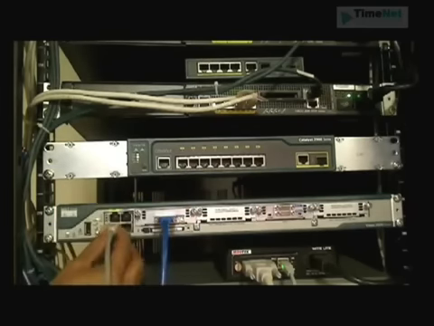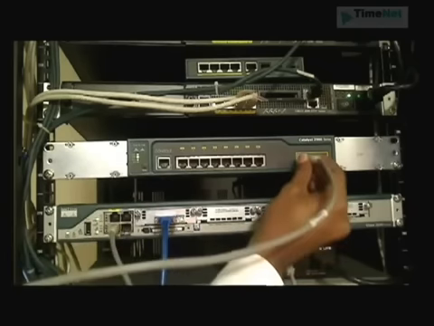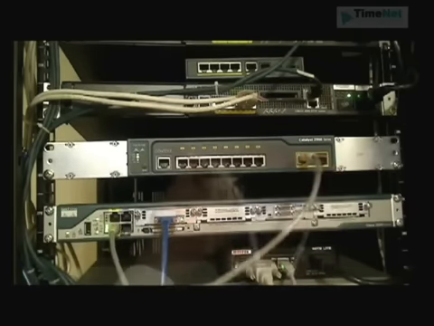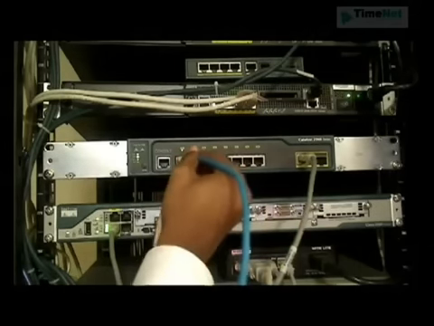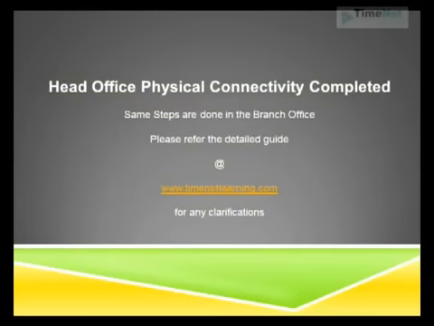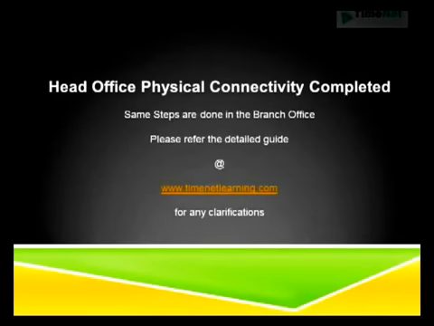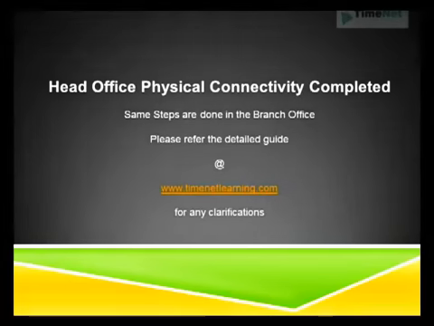From the router's fast Ethernet interface, the connectivity goes to a switch, and then from the switch to the servers and user PCs. The connectivity between all the devices needed for the configuration has been completed. The same type of connectivity is done in the case of the branch office as well.